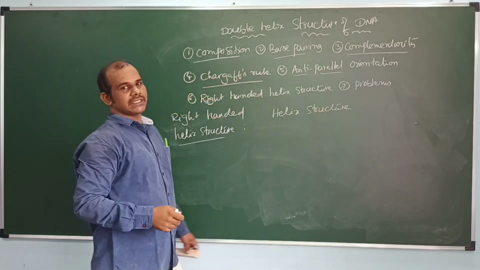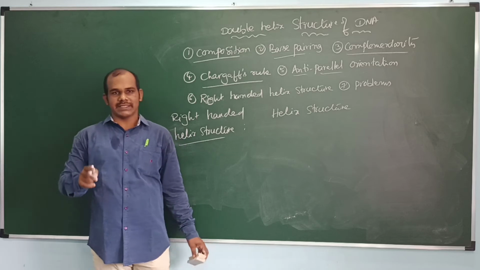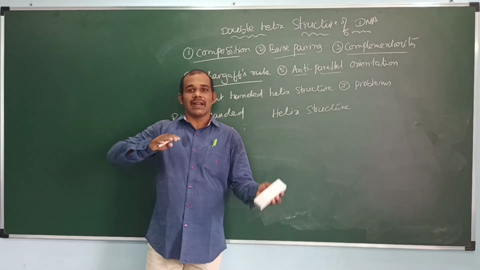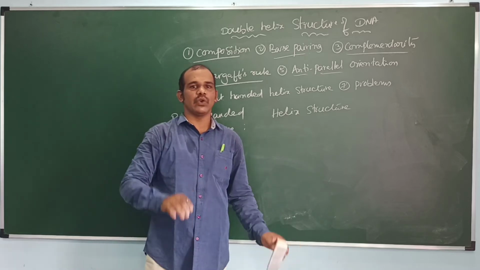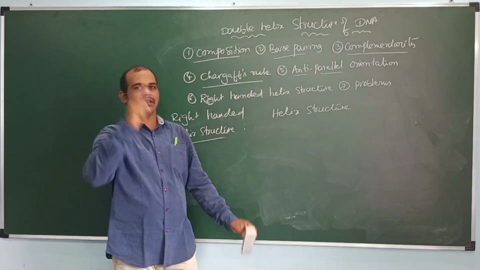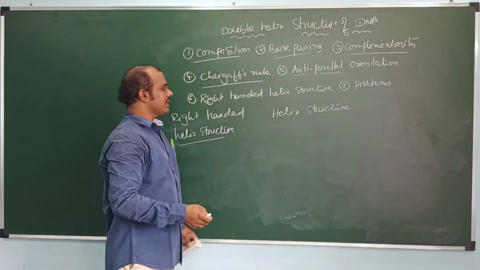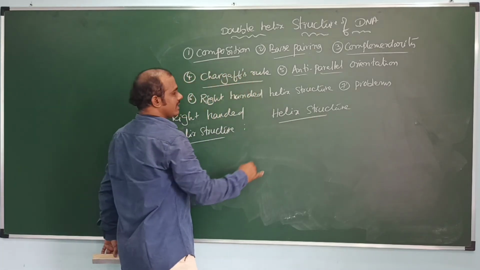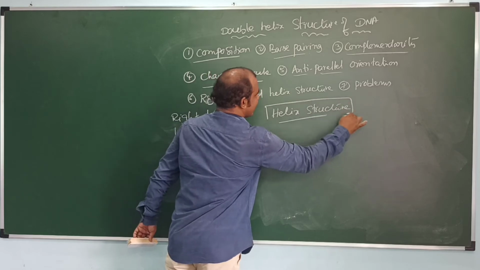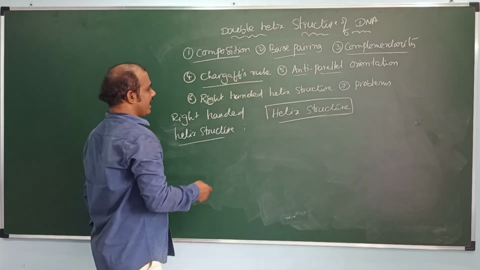So, what is helix structure? Two polynucleotide chains in a strand run parallel to each other in right-handed fashion to form a spiral-like structure, a helical-like structure, which forms a three-dimensional structure called helix structure. Let us draw the helix structure.